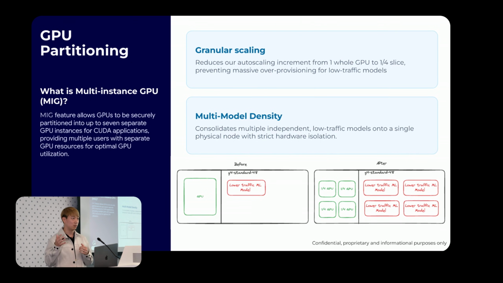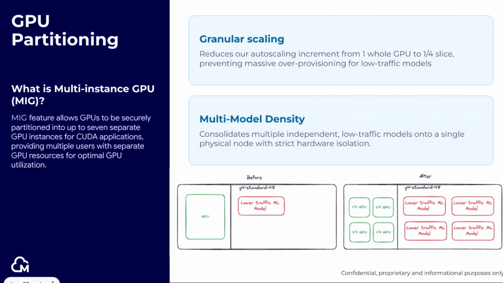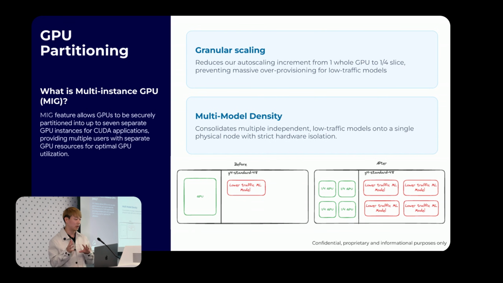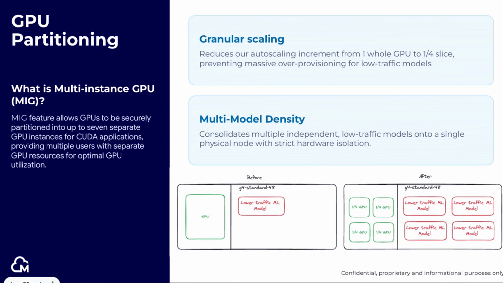Reducing that to a quarter-size slice prevents us from over-provisioning for low-traffic models. The second is multiple models. It consolidates multiple independent low-traffic models into a single physical node instead of having 2, 3, 4 different nodes. As you can see in the diagram, previously, without the MIG feature, we had to put a single model into one node. However, we can now fit 4 different models with the quarter-size slices using the MIG feature.